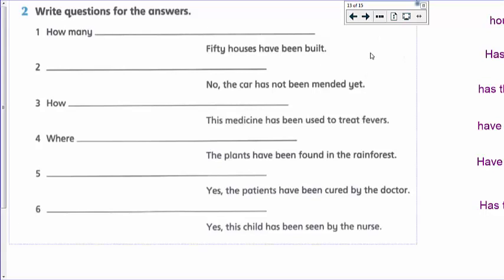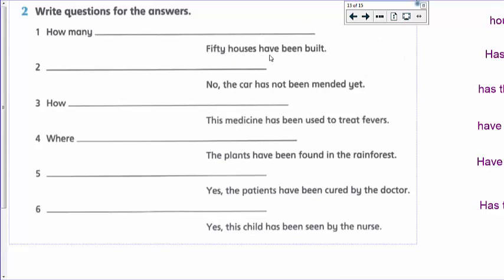Now, listen carefully to this exercise. Write questions for the answers. Here we have the answers written in present perfect passive, and you are going to write questions in present perfect passive. Our question will depend on the answer. يعني راح نطلع على الجواب.